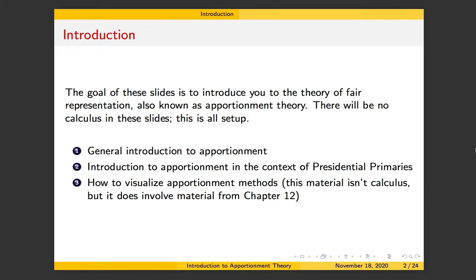In particular, in these slides, I will do three things, and in this video, I'm going to do the first two. So I'm going to try to keep these videos short and sort of chopped up so that they are digestible. So in this video, I'll give you a general introduction to apportionment and then talk about it in the context of presidential primaries. And then in the next video, we'll go on to visualization of these things, which doesn't involve calculus, but does involve material from chapter 12, so that's nice. So this project kind of covers chapter 12 and chapter 15 with an emphasis on chapter 15.